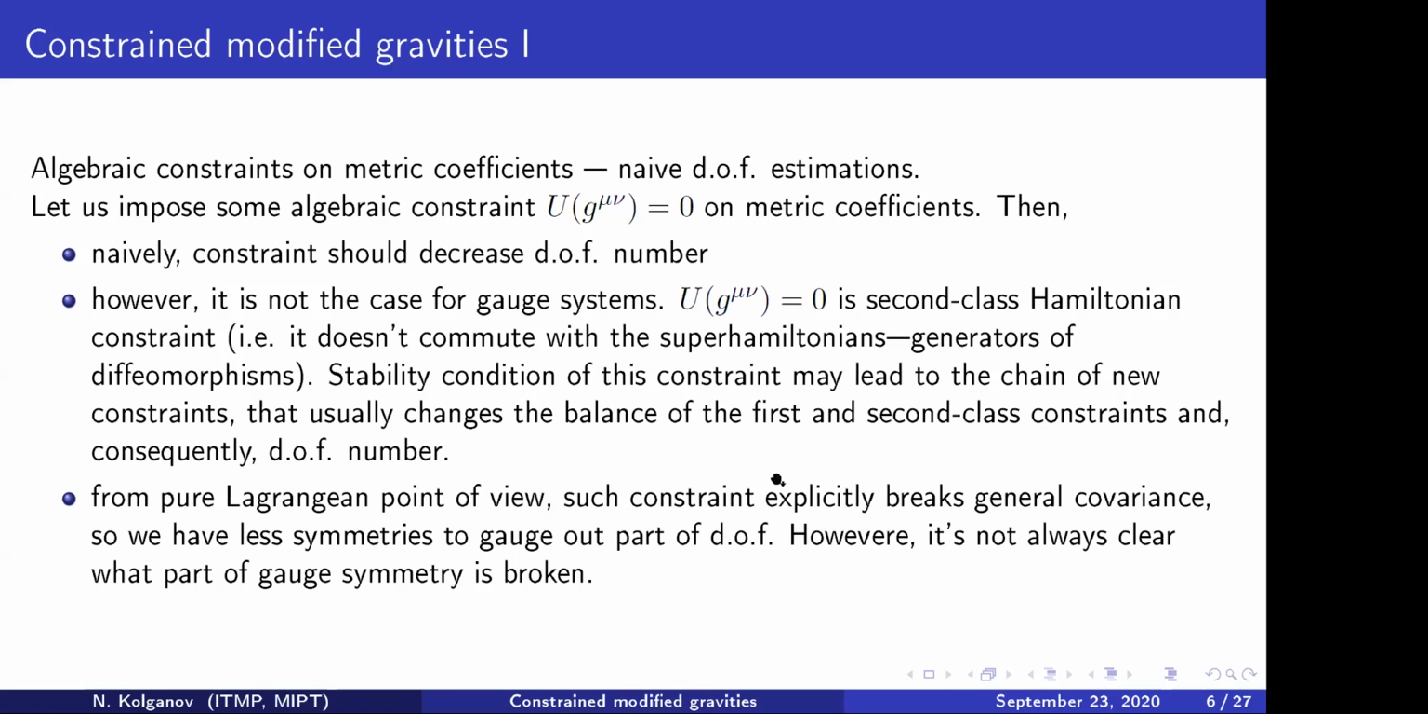It is because such a constraint is usually a second class constraint, which doesn't commute with generators of diffeomorphisms, so it leads to an imbalance in the number of second and first class constraints. So consequently, the number of degrees of freedom usually increases. I will comment on this point in the next slide. But from the pure Lagrangian point of view, such constraints break general covariance, so we cannot use part of diffeomorphisms to gauge out part of the metric degrees of freedom.